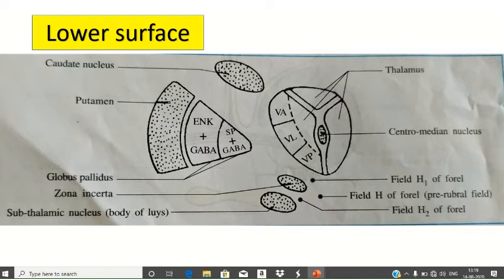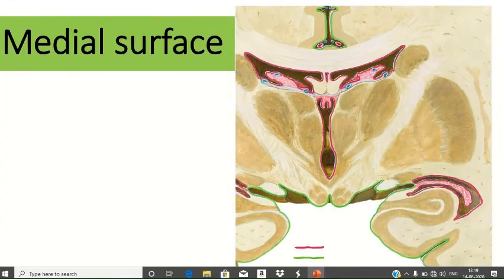And then here you can see the thalamus, and here is the zona incerta. Just immediately to this one, you can identify field H of Forel. This is called the prerubral field. These structures have already been discussed in the basal ganglia. So once again, I will explain about this under the connections of the thalamus and the connections of the basal ganglia. Then moving to the next surface, the medial surface.